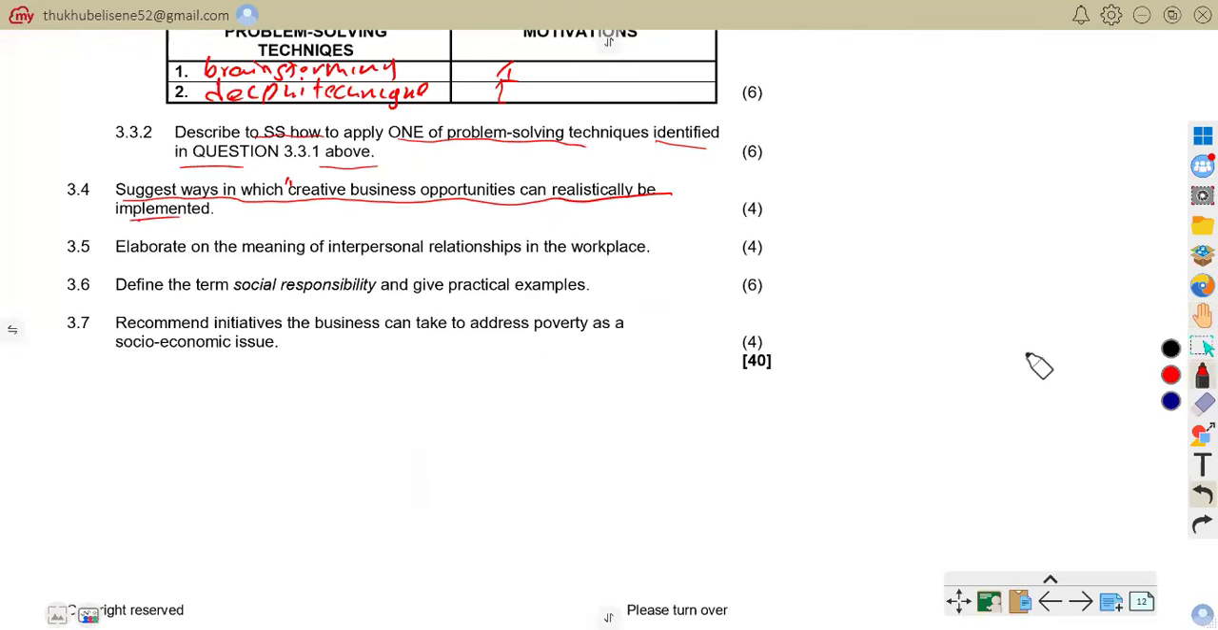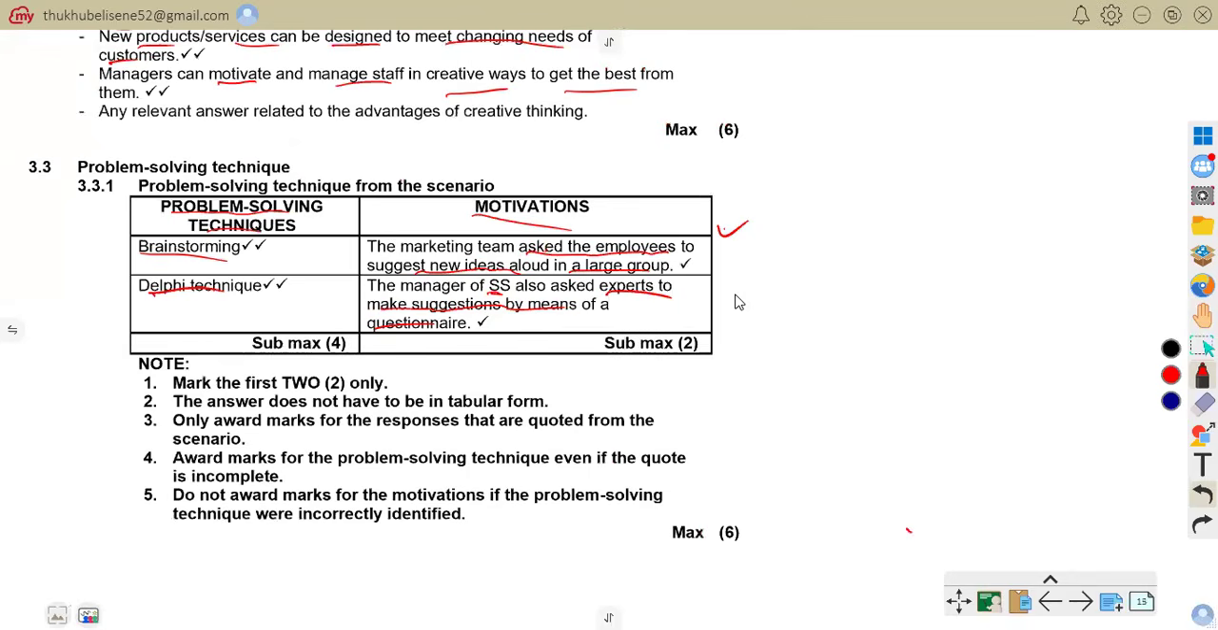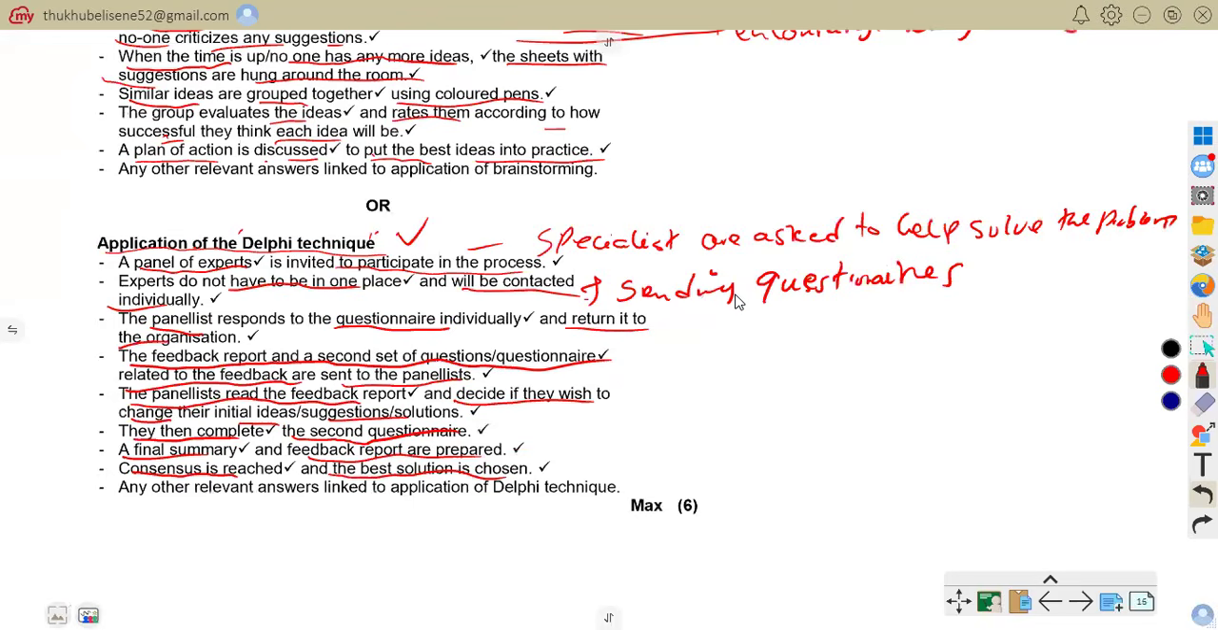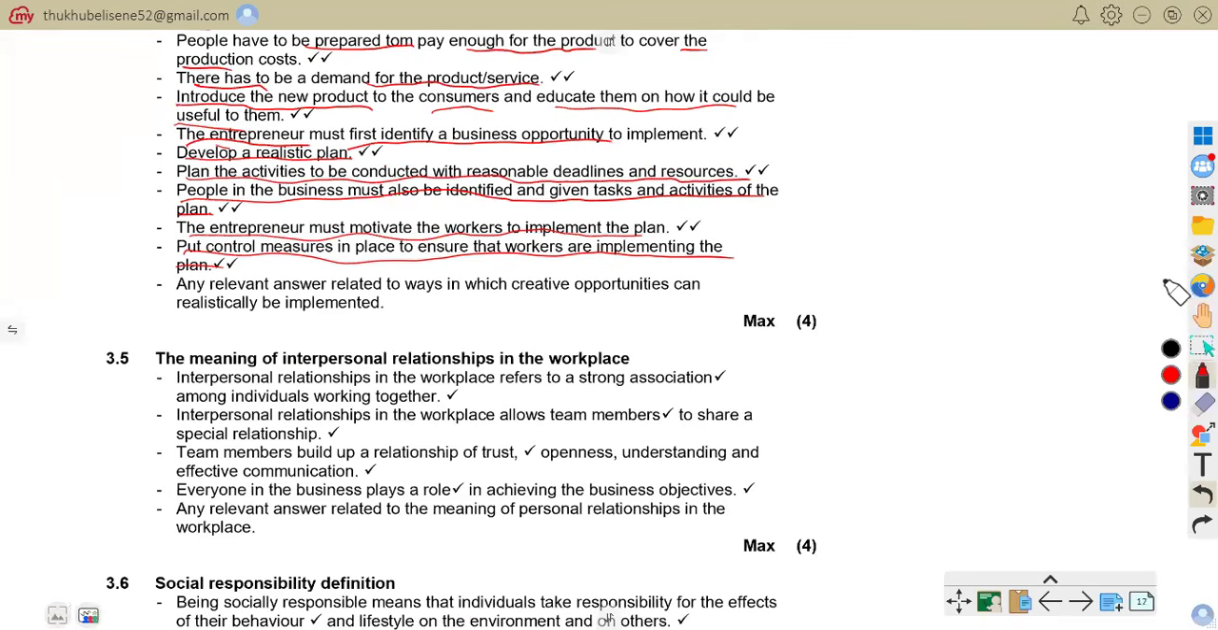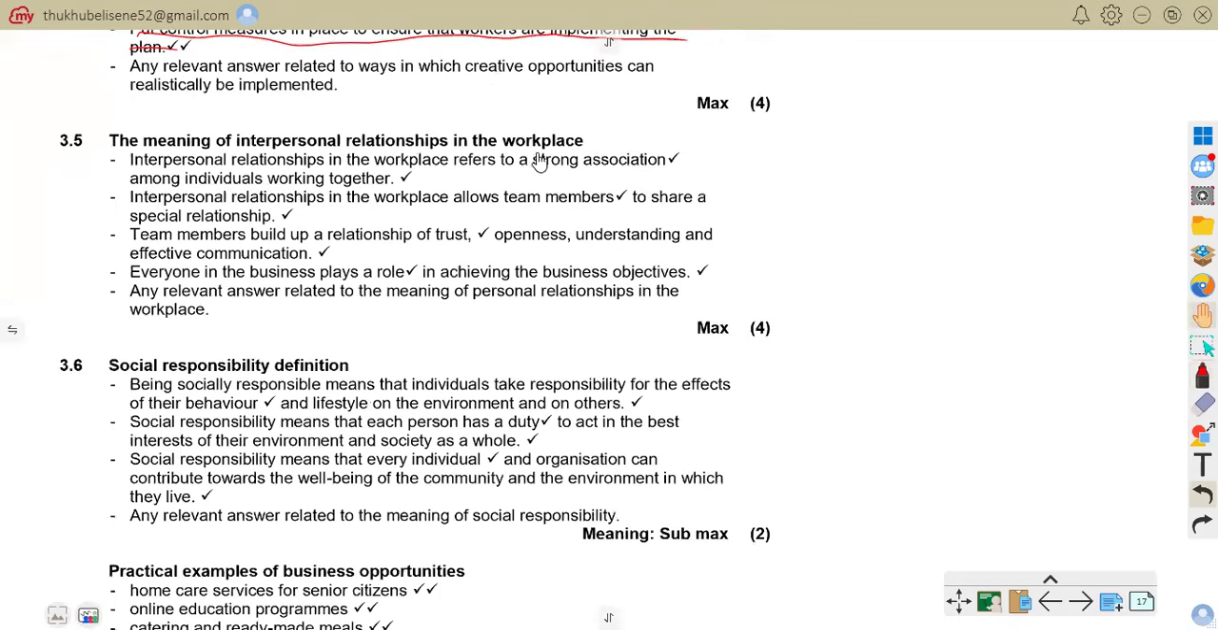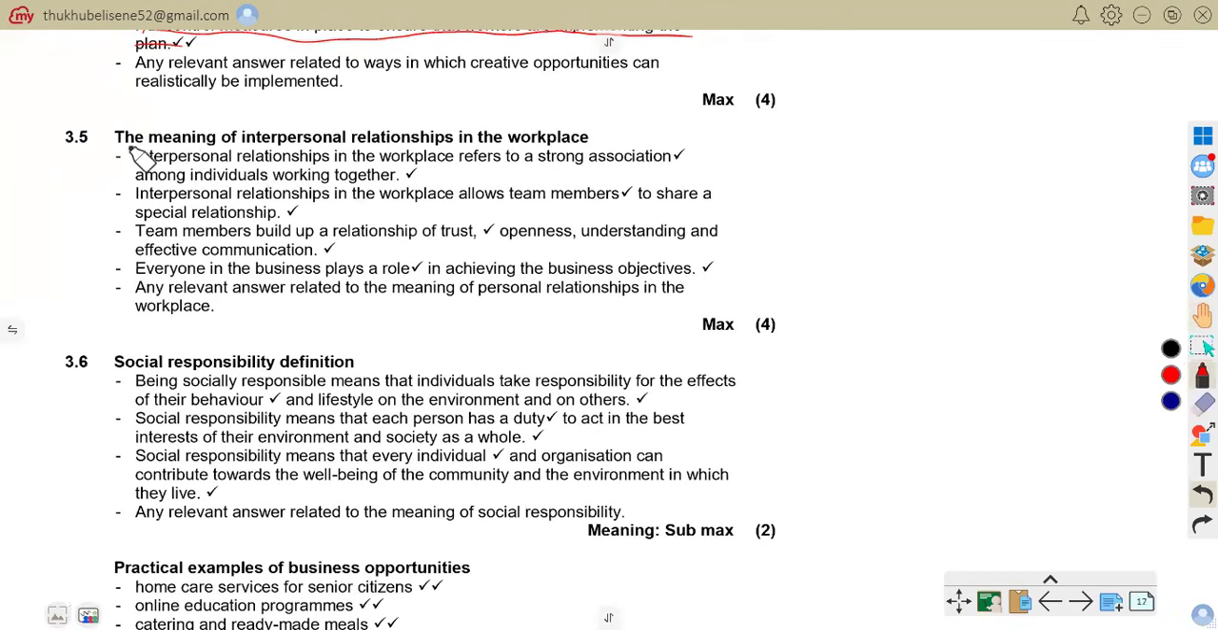So here we are on 3.5. Elaborate on the meaning of interpersonal relationships in the workplace. Interpersonal relationships in the workplace refer to a strong association among individuals working together.